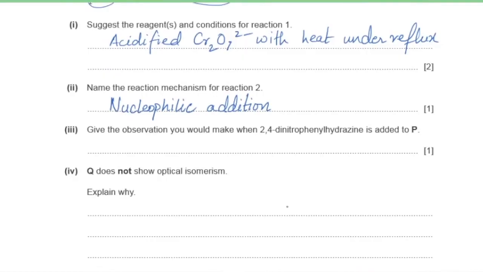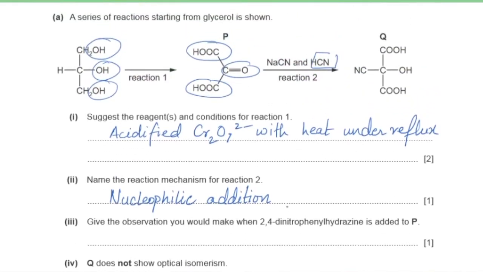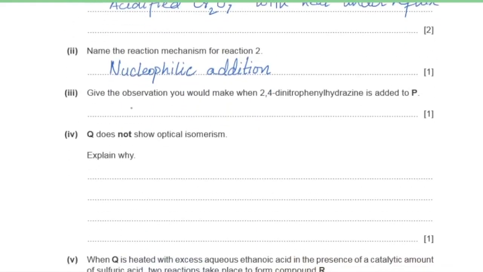Part 3, give the observation you would make when 2,4-dinitrophenylhydrazine is added to P. So 2,4-dinitrophenylhydrazine gives an orange precipitate for carbonyl compounds. P has got a ketone group, so it gives a positive result. You can say that an orange precipitate forms.